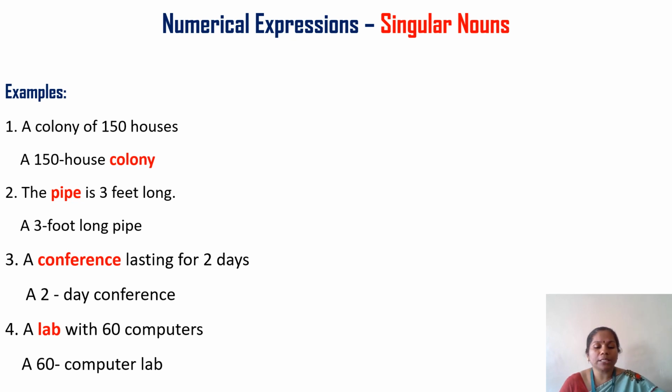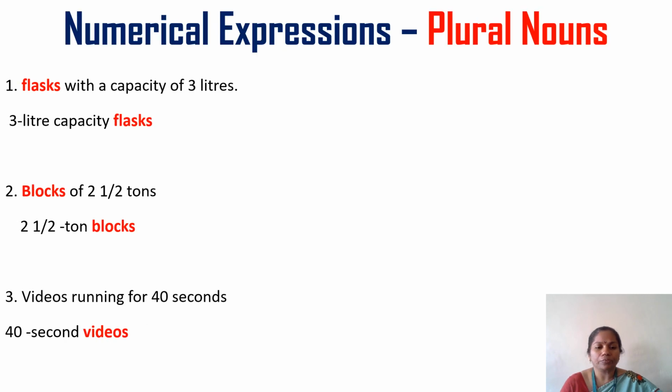A lab with 60 computers. Here the subject now is lab. This is singular. So start with an article. Ensure the initial sound of the number before suggesting the article. So the initial sound of the 60 is a consonant sound. A 60-computer lab. Here are some examples for numerical expressions that consist of plural nouns.